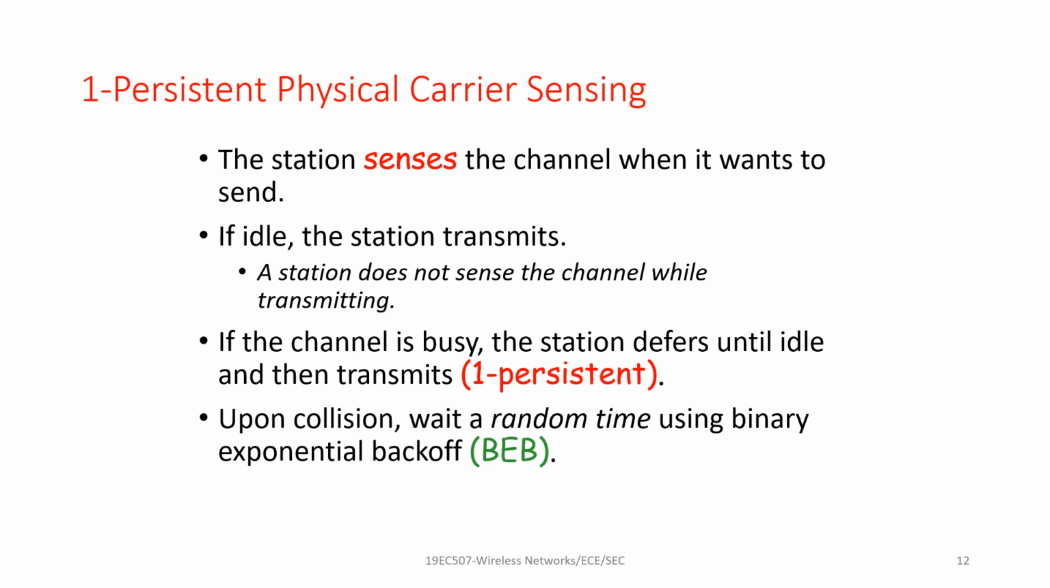A station will not sense the channel whenever there is a transmission in process. So if the channel is busy, the station will defer until it is idle. Once the channel becomes free, we can start to transmit. So this is known as one persistent.